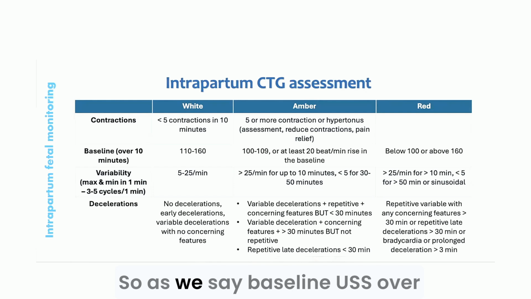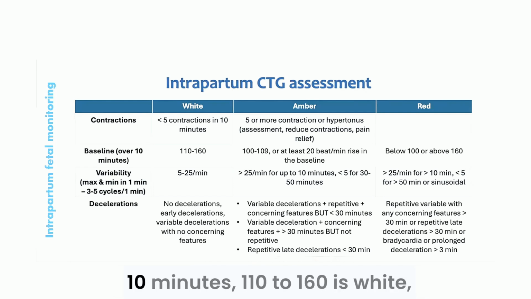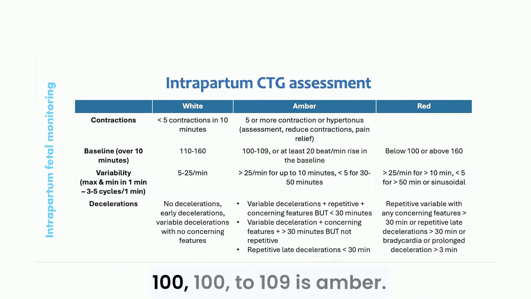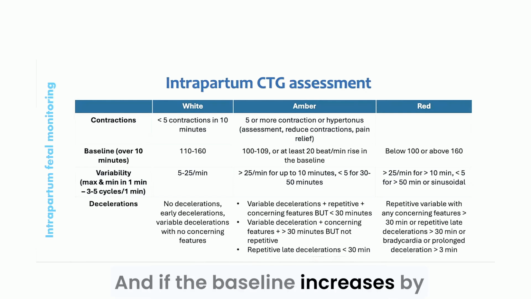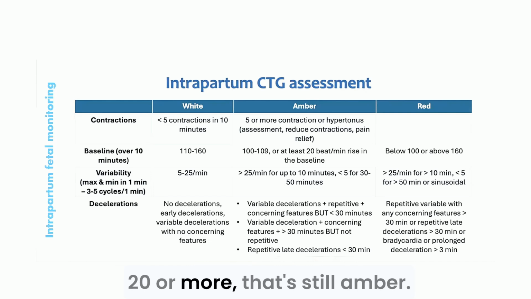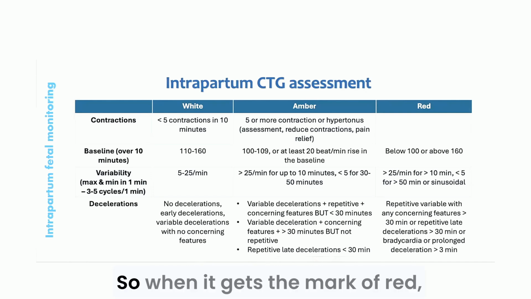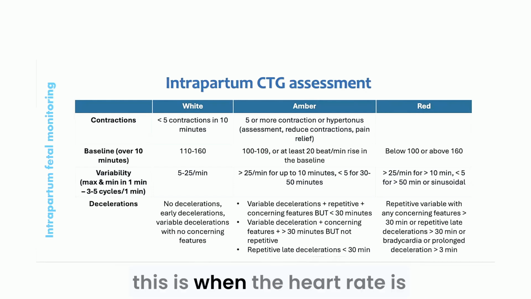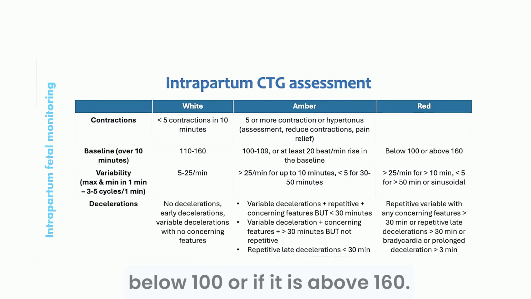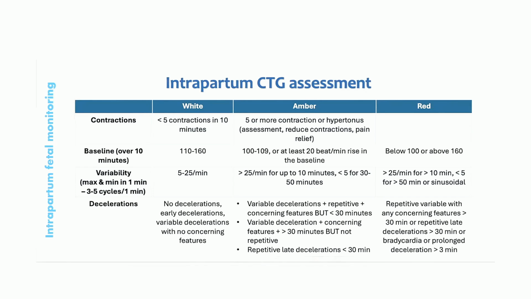So as we say, baseline, you assess over 10 minutes, 110 to 160 is white, 100 to 109 is amber, and if the baseline increases by 20 or more, that's still amber. It gets the mark of red when the heart rate is below 100, or above 160.